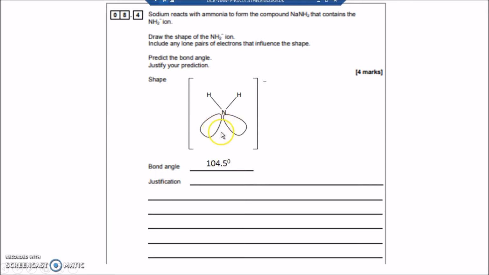What's the justification for it coming down to 104.5? Well, you need to talk about the electron pair repulsion theory. You need to say that electron pairs repel and go as far apart as possible. That's the first part. And then you talk about the fact that lone pair repulsion is bigger than lone pair bonding pair repulsion, which in turn is bigger than bonding pair repulsion. And that's all you need to say.